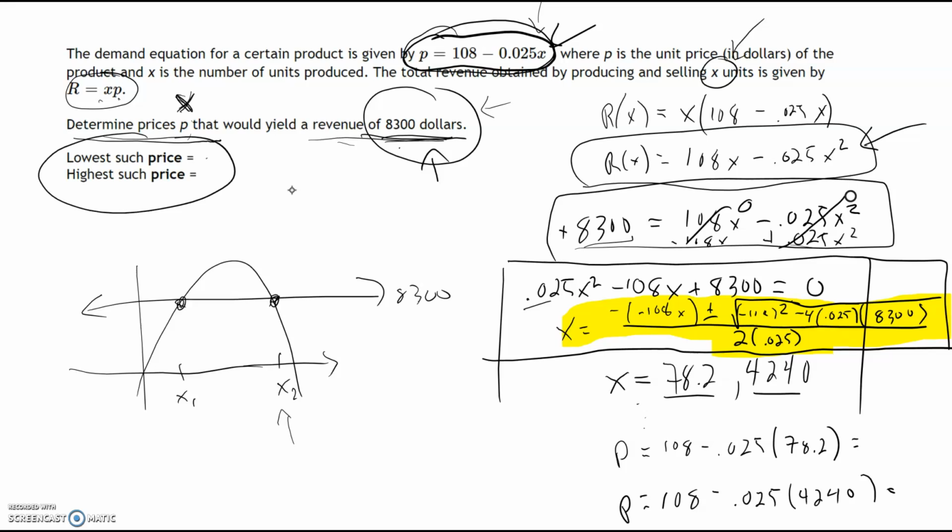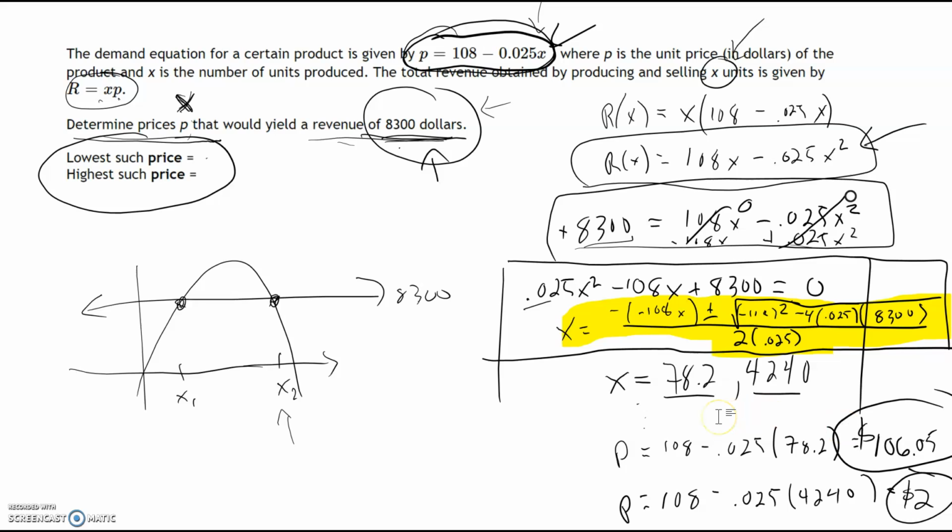Sometimes the computer is a little confusing. Lowest such price. It just wants the lower of the two prices. So let's see what we get. My calculator's acting a little bit funny. Okay, 108 minus 0.025 times 78.2 gives me $106.05. So if I set it at that price, I'll make revenue 8,300. And the other one is 108 minus 0.025 times 4240, and I get $2. Okay, that's the idea. If you want a revenue of 8,300, for this particular problem, you either charge $2 and you would most likely sell a whole bunch of them, or you charge $106 and you would sell fewer of them.